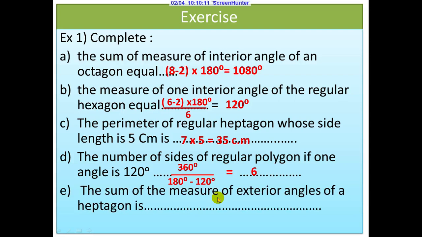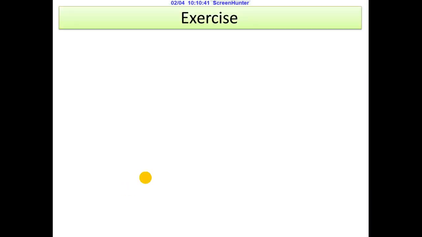Letter E, the sum of the measure of exterior angle of a heptagon. Again, he asked me here about the sum of measure of exterior angle of a heptagon. It will be equal what? I told you before, it will be stable in all polygons. If he asked me to find the sum of measure of exterior angle of any polygon, it will be equal 360. Let's see more exercise.